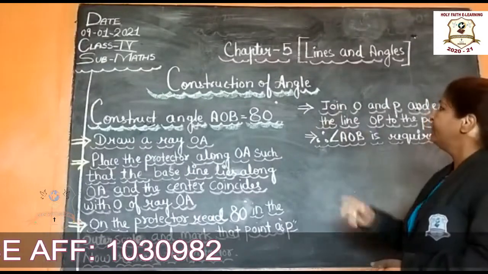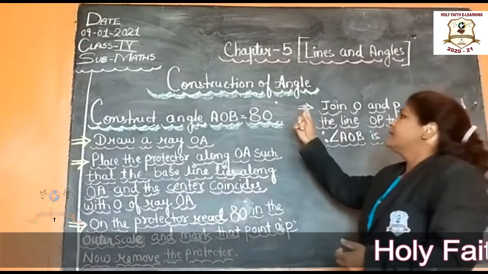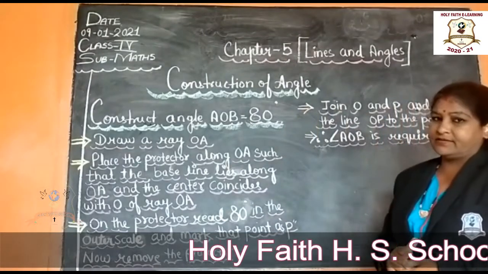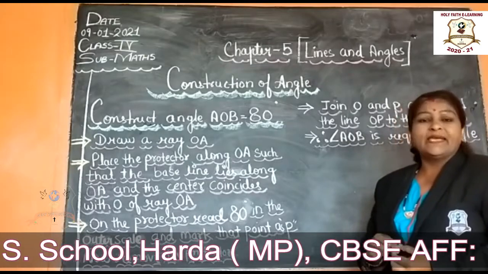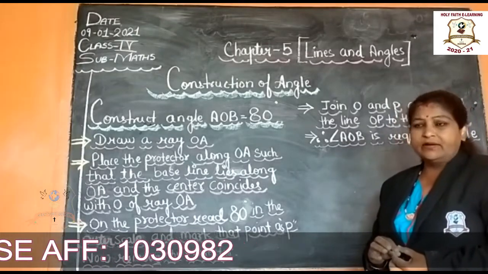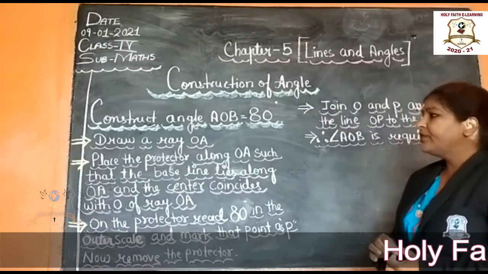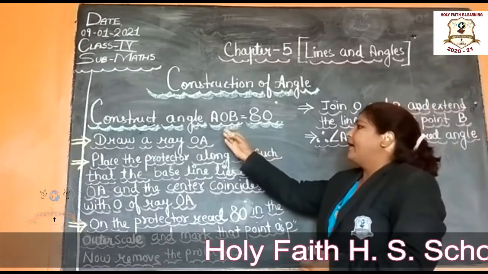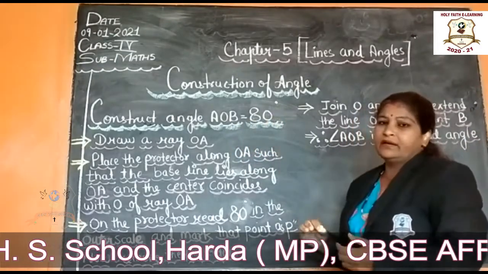Chapter number 5, lines and angles. Today we will understand construction of angles. In the previous video we understood measuring angles, how to measure an angle. Today we will understand construction of an angle, and we will construct angle AOB equal to 80 degrees.